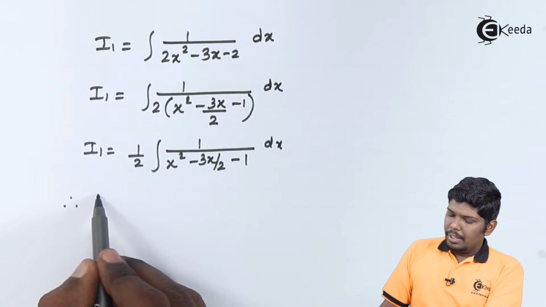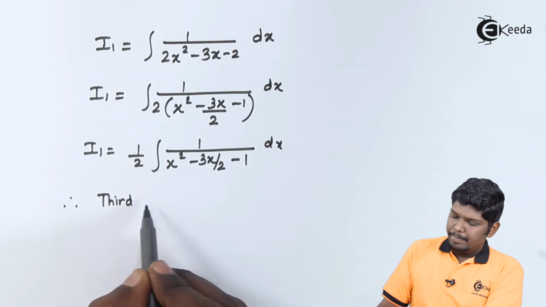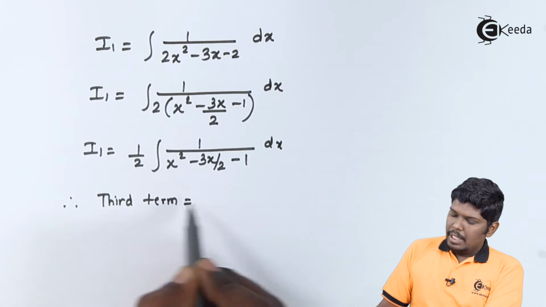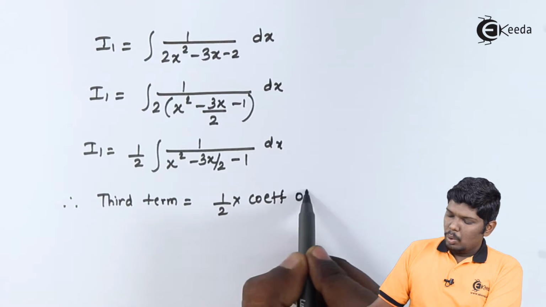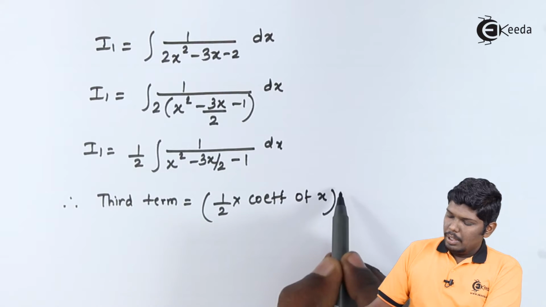Now let us find the third term, which is given by the formula half into coefficient of x the whole square.